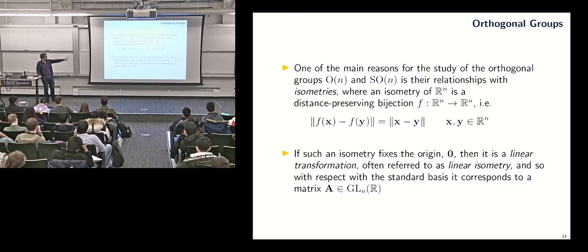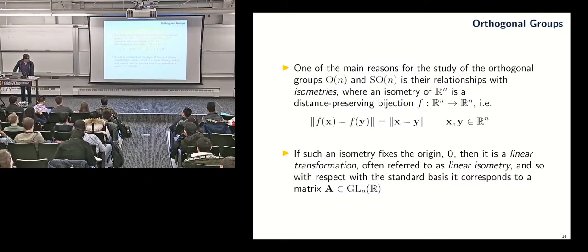So you kind of have to keep in mind there's a notion of orientation as well as just measure, or not measure, but distance preservation. So you can be a little bit sloppy, but again, we really only care about special orthogonal. Another nice thing to know is that if the isometry fixes the origin, then it has to be given by something either in ON or SON.